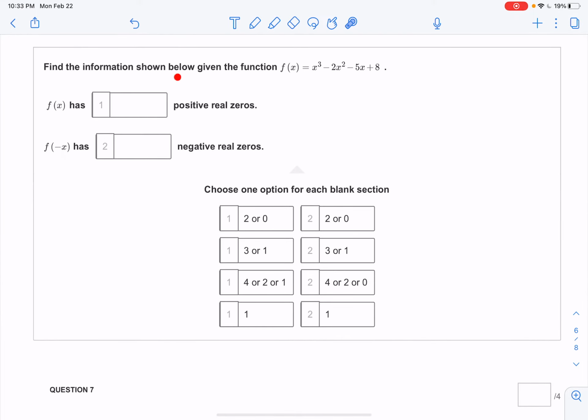Okay, find the information shown below given the function, this guy right here, this function f of x. Okay, f of x has how many real zeros? So remember, you're using Descartes' rule of signs here. I'll write that in here as a hint. You're going to check the number of changes. Then you're going to figure out f of negative x, and once you do f of negative x, then you count the changes, and that'll tell you how many negative zeros you should have.